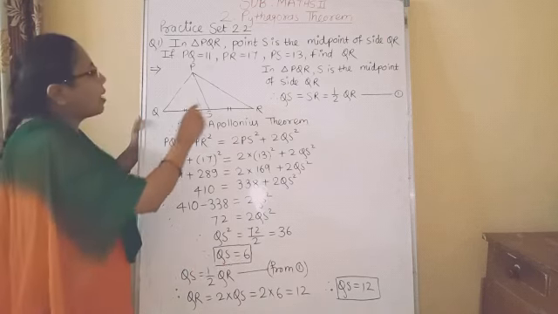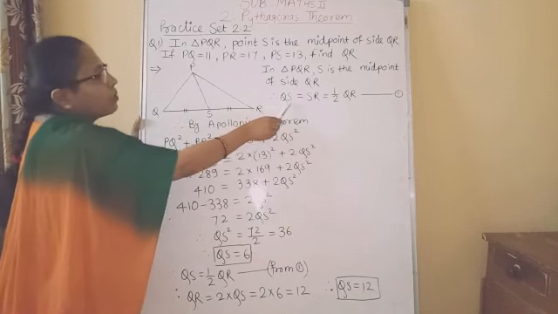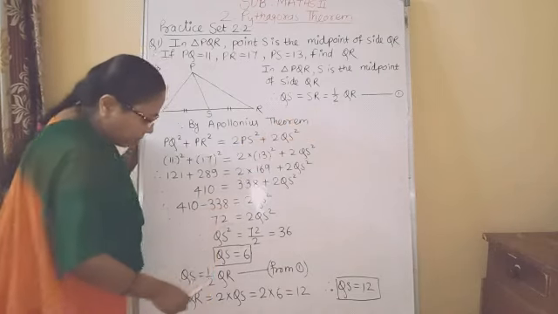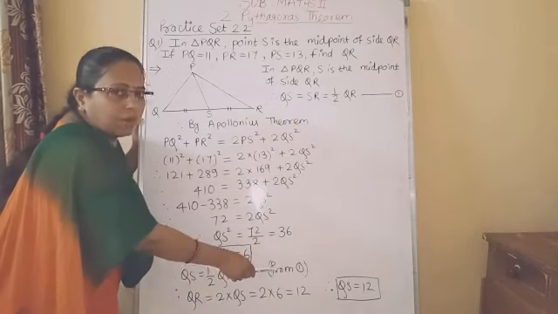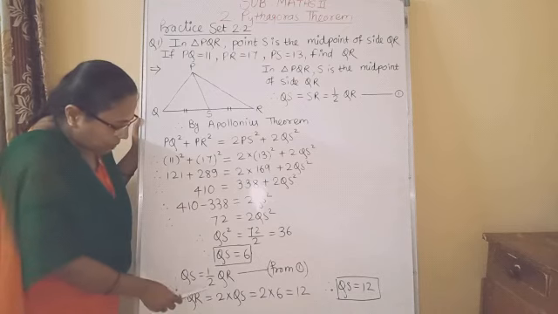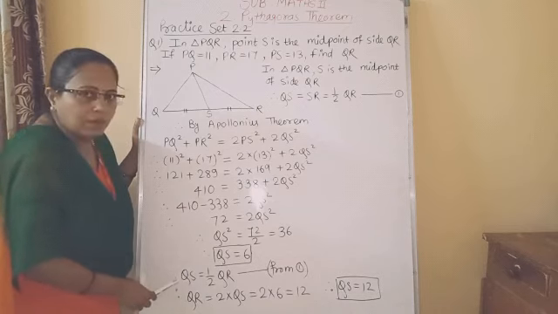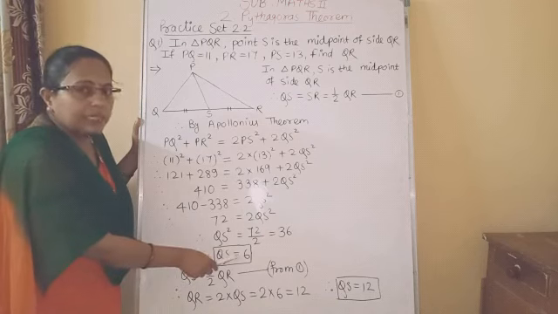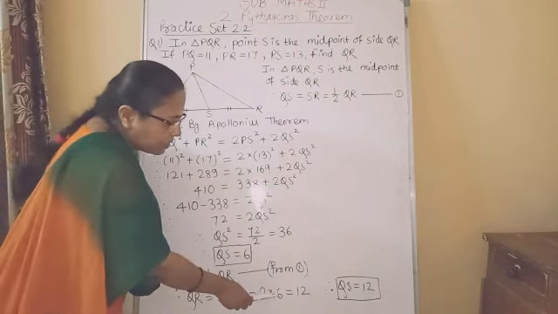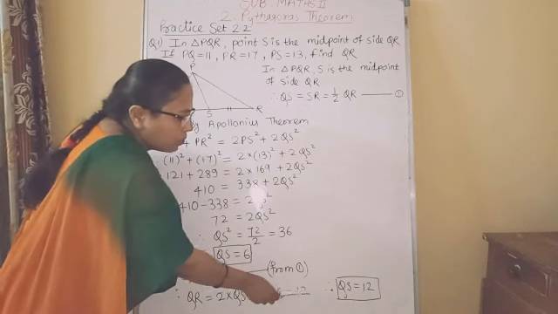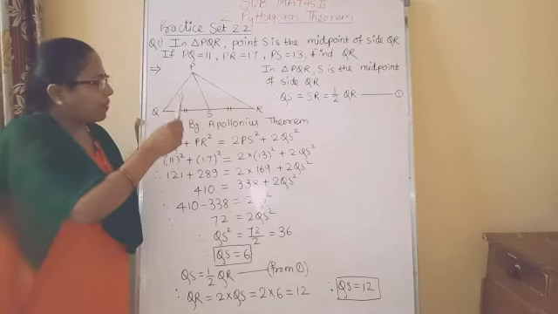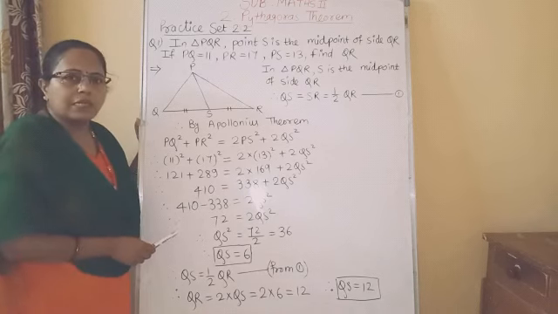But we have to find out QR. So from this first statement we will get QS is equal to half of QR, from 1. Therefore QR is equal to QS into 2. And QS we got 6. Therefore QR is equal to 2 multiplied by 6, which is equal to 12. Therefore QR is equal to 12. This way we can apply Apollonius here.